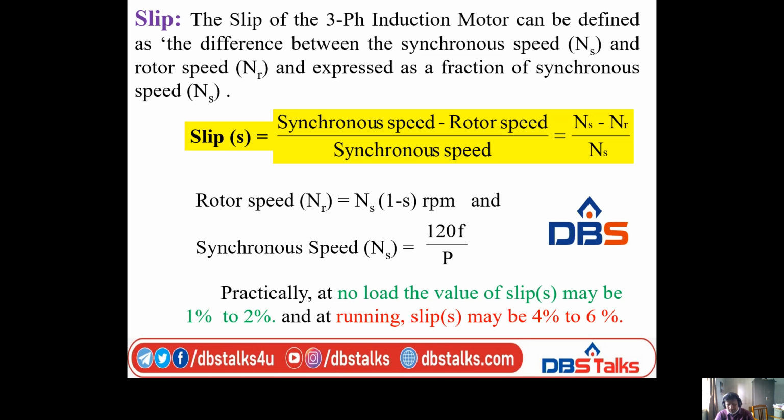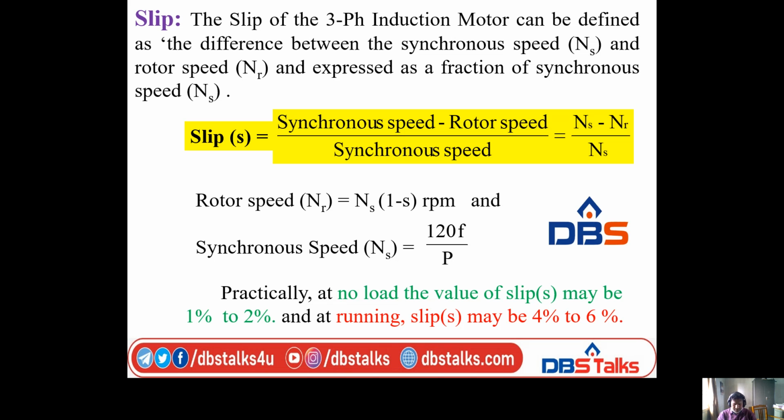What is the slip speed? Slip speed is defined as the difference between the synchronous speed and the actual speed of the motor. That is, Ns minus N is the slip speed.